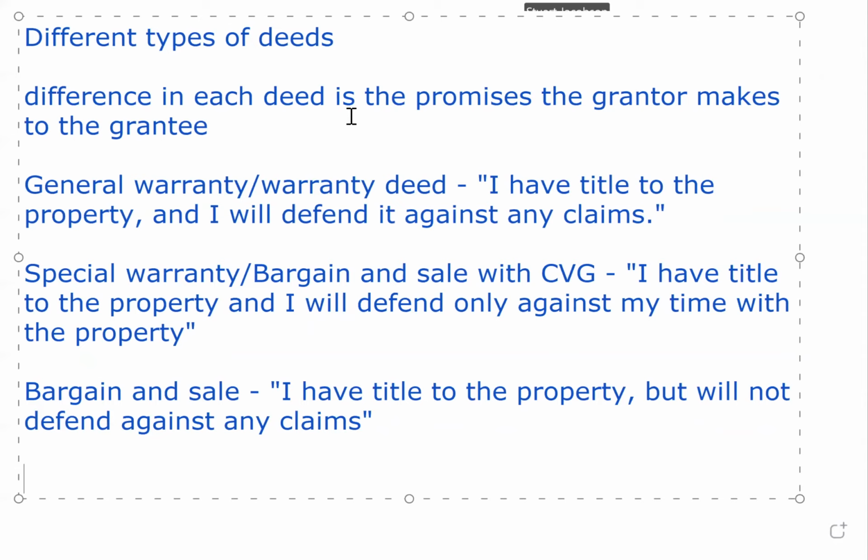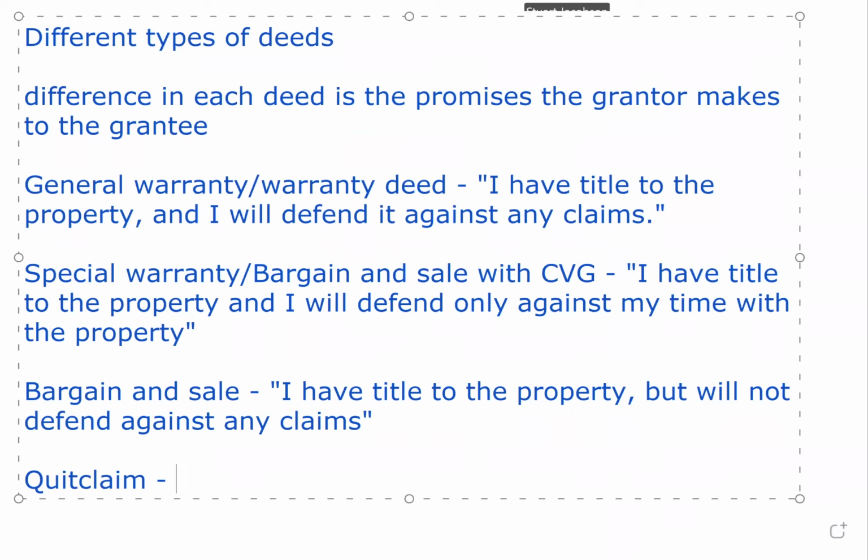Okay. So basically, a bargain and sale is going to be where, if it's a bank-owned property, they're going to say, hey, we have title to the property. We are not making any kind of claims against it. We're not going to defend it at all. Period. End of story. And the last one is a quitclaim deed.